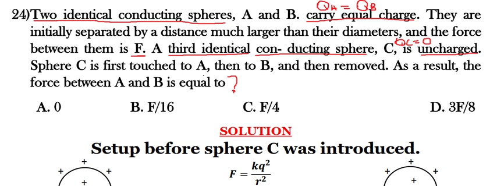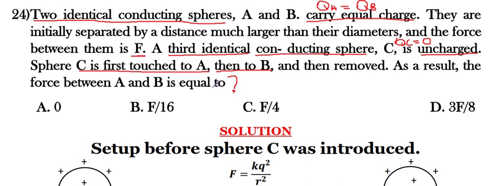Sphere C is first touched to A, then to B, and then removed. So you first of all touch sphere C to A. This is a condition that is important to take note of. Sphere C is first touched to A and then to B. So when you touch it to A, you remove it, then you touch it to B, and you now remove it from B too. As a result, the force between A and B is equal to.